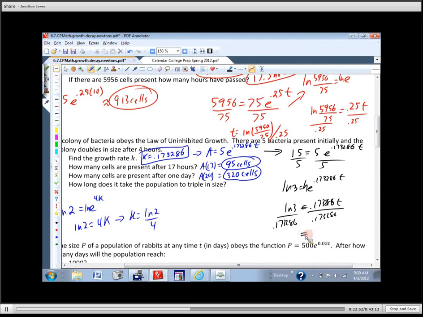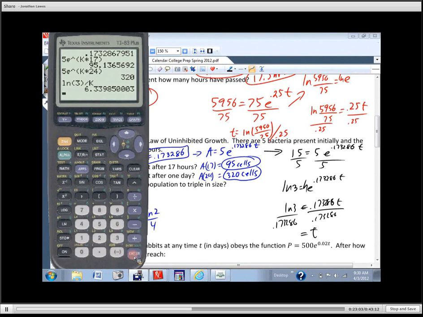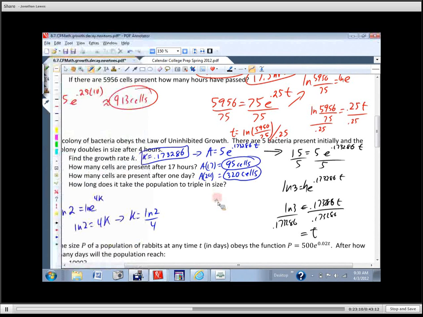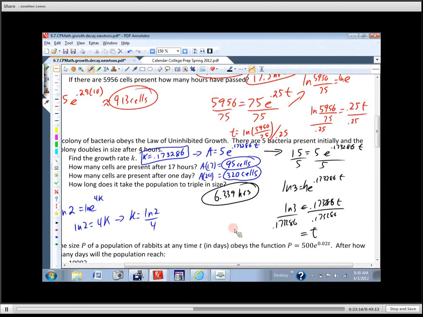So that means t equals, well, let's grab our calculator and figure this out. That's going to be the ln of 3, and we're going to divide it by, we could type that in or we could just grab k, 6.339 hours. Can somebody tell me why that's a reasonable answer?